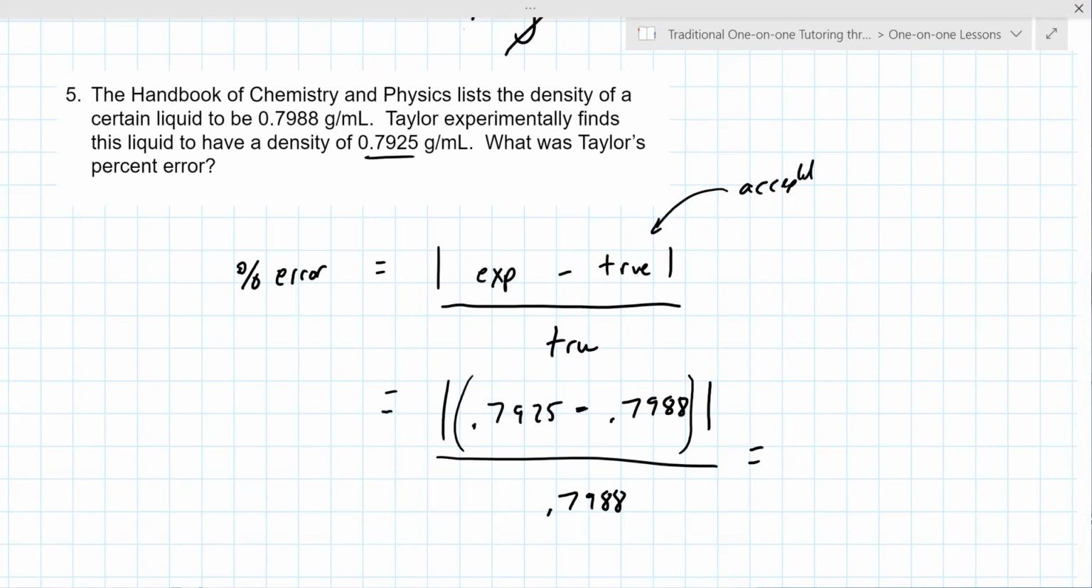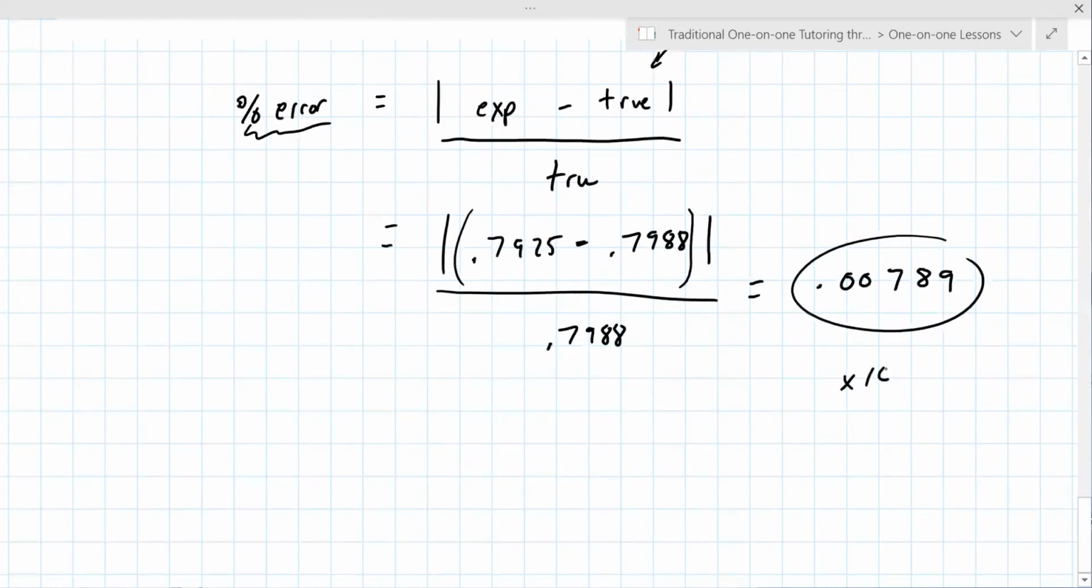All right, do you have a calculator handy, or do you want me to do this? I don't have a calculator handy at the moment. Okay, 0.7925 minus 0.7988 all over 0.7988. Okay, so the answer here is 0.00789. Now, because it's a percentage, you need to multiply this number by 100. So you get 0.789%. And I think my teacher said that he wanted us to round it up. So I think it'll be 0.79 here. Okay.